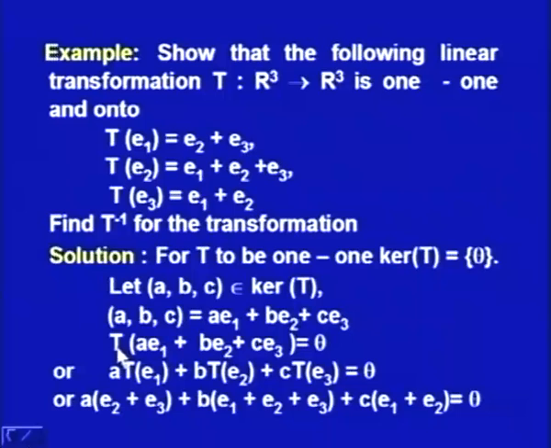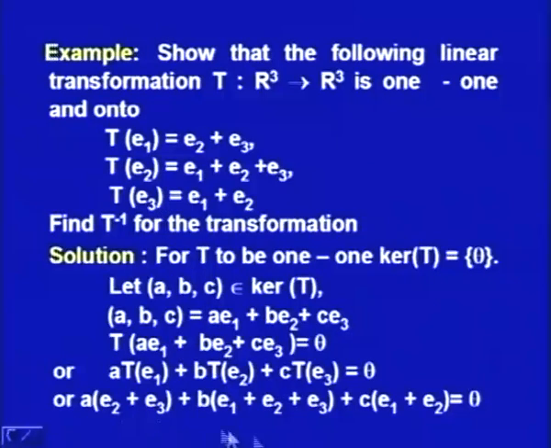So, let us apply T on this vector. That means we can write down A times TE1 plus B times TE2 plus C times TE3 is equal to theta, because T is a linear transformation. Next, we can apply the definition which is given to us: T of E1 is E2 plus E3. So, it is A times (E2 plus E3) plus B times T of E2, which is E1 plus E2 plus E3, that is what has been given to us, plus C times (E1 plus E2), which is TE3.